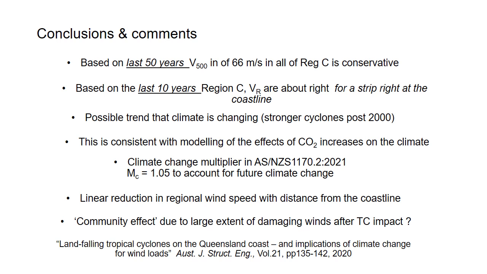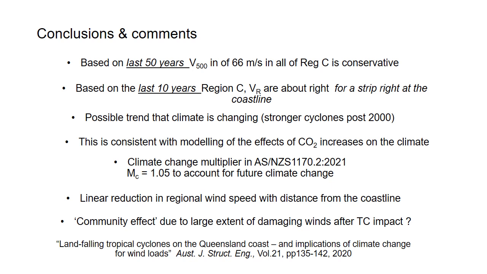So there is this possible trend that the climate is changing due to global warming, and we are going to get stronger cyclones impacting that Queensland coastline. That's certainly consistent with the computer modelling of the effects of carbon dioxide increases on the climate. So what are we doing in the standard about that? We've introduced in the 2021 edition a climate change multiplier, Mc, of 1.05 to account for future climate change. This is based on some of these numerical studies that I mentioned. But of course, this factor may be reviewed in the future.